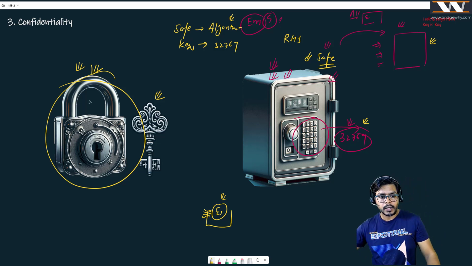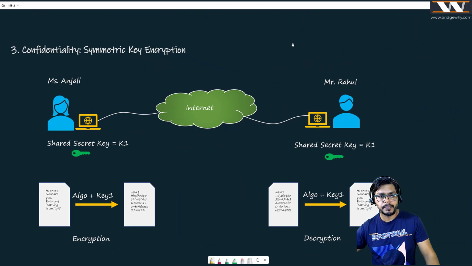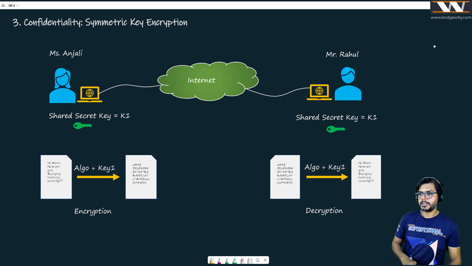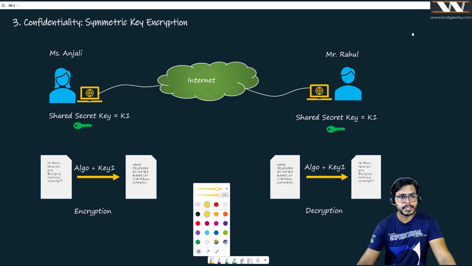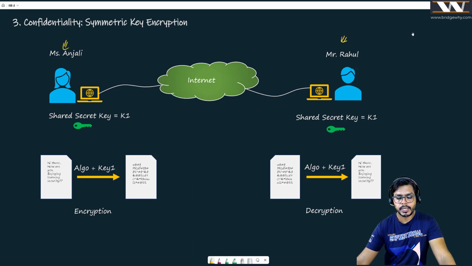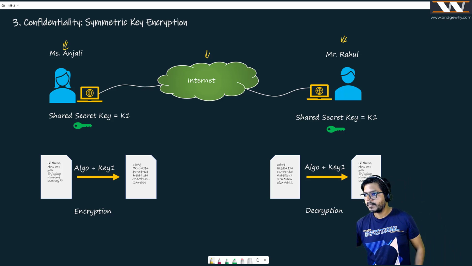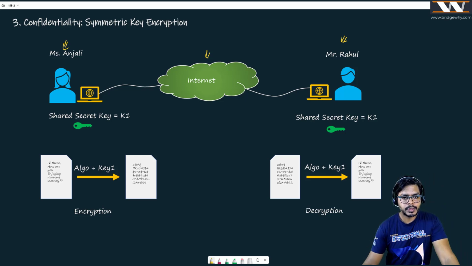Having said that, now we are in a good position to understand one specific form of confidentiality or encryption, which is known as symmetric key encryption. Again, we have Miss Anjali here, and Mr. Rahul right here, and Miss Anjali wants to send a message to Mr. Rahul over the internet. I'm starting again. And one interesting thing, Anjali has a secret key.